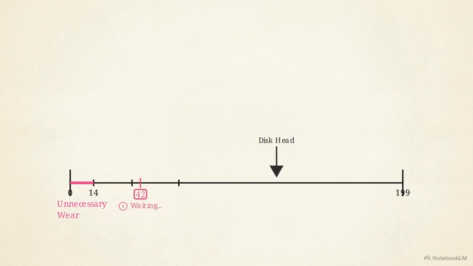There is a secondary disadvantage. If a new request lands geographically just behind the sweeping head, it suffers a prolonged wait time, as it must wait for the head to reach the boundary and reverse course entirely.